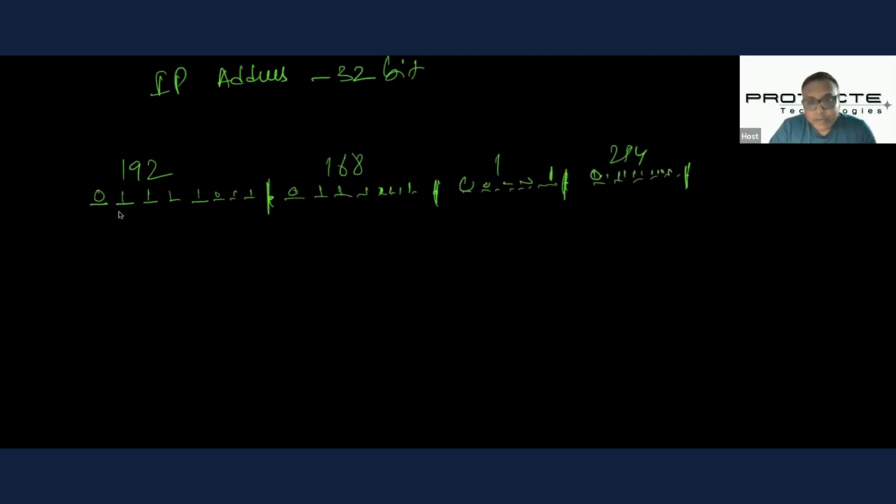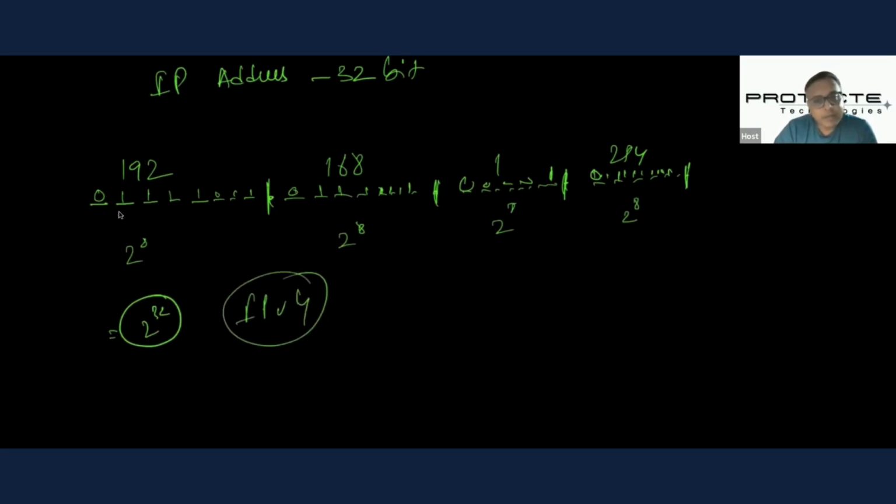So what I'm trying to say is that total space in IP is 2 raised to the power 8 plus 2 raised to the power 8 plus 2 raised to the power 8 plus 2 raised to the power 8. That means a total of 2 raised to the power 32 combinations of IP version 4 addresses are possible at any one given time.